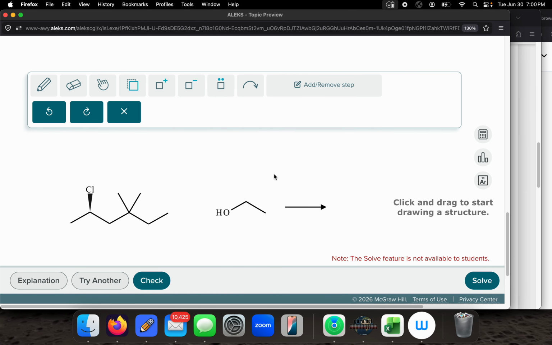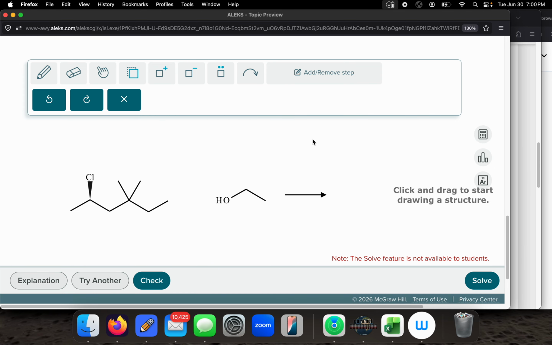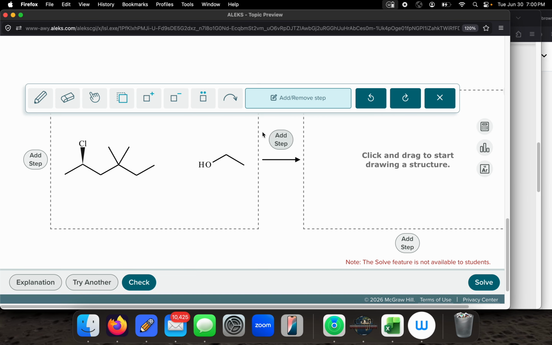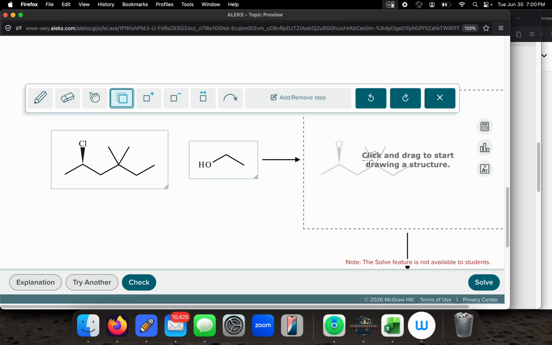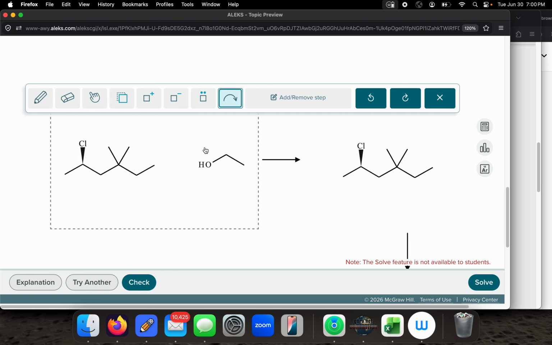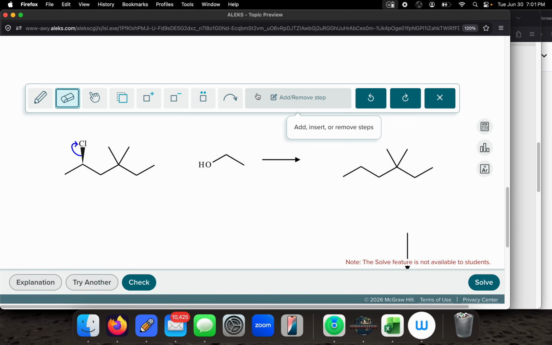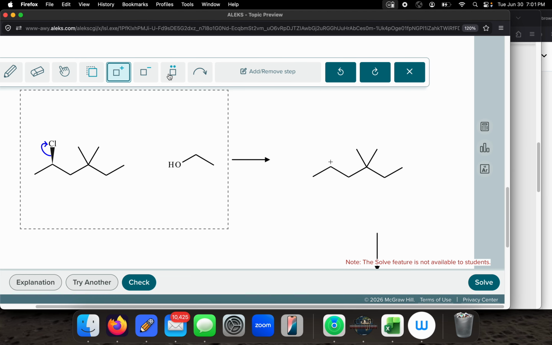Now it's asking for the mechanism. Okay, so here's how the mechanism goes. I'm going to make this a little bit smaller. Here's how the mechanism goes. Add, bump, add step. Let's come here. Okay, so what's going to happen is, if it's SN1, this leaving group's going to leave first. So it's going to leave me a carbocation in its wake behind. Okay, let's come here and go boom.